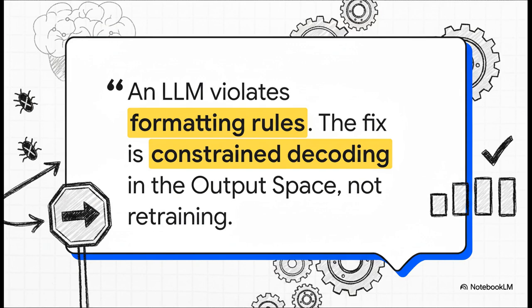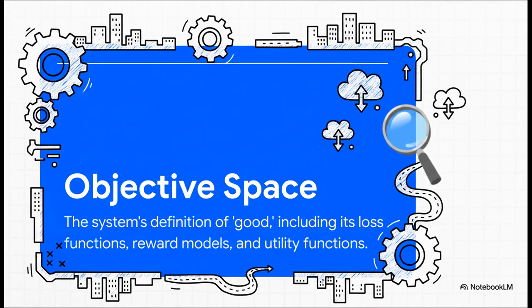If you've got an LLM that's just rambling or constantly breaking your JSON formatting rules, you don't always have to go back and retrain the whole thing. Often you can solve it right here by applying rules directly in the output space.